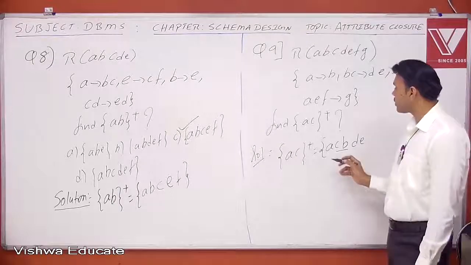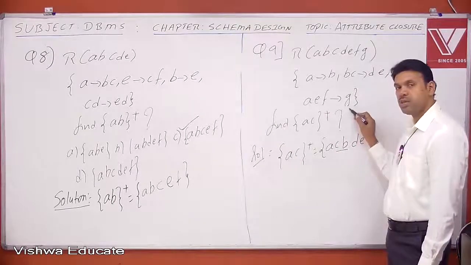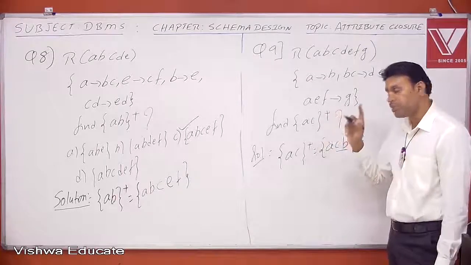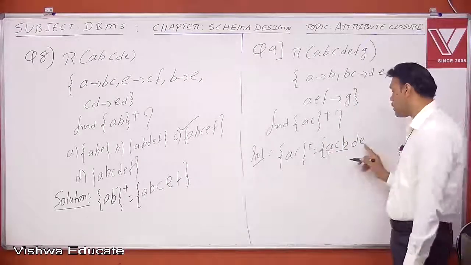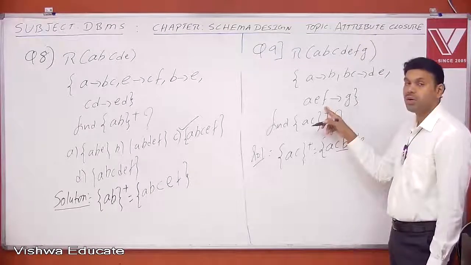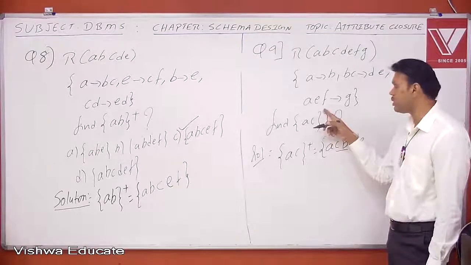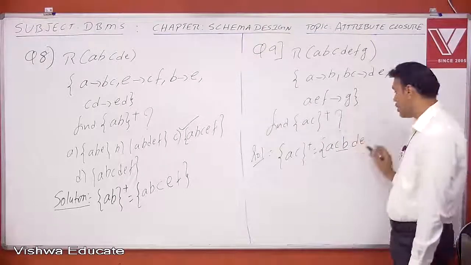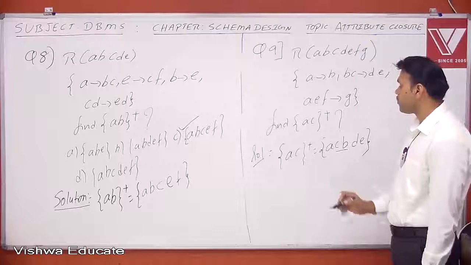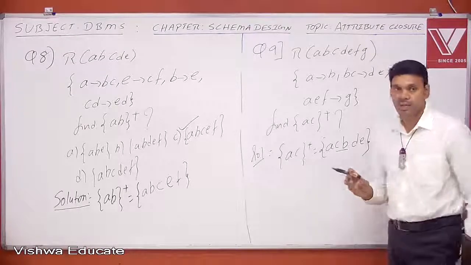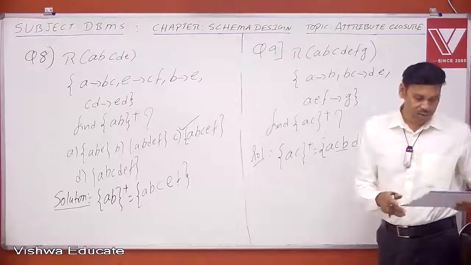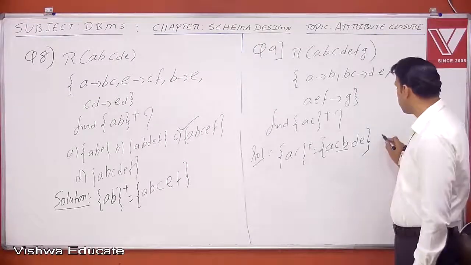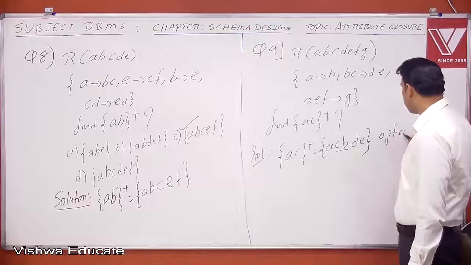So anything could you get? You can't get G combination unless you have AEF combination. I have AE combination, but I do not have the complete combination of AEF. So unless I know AEF combination, I cannot get G. So your answer is what? AC closure will be ACBDE. So what is the option which is correct? A, B, C, D, E. So option B is correct.